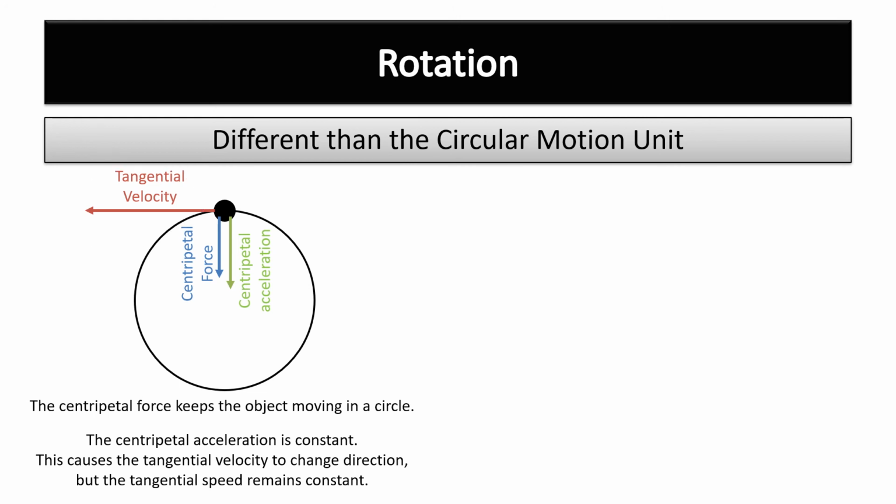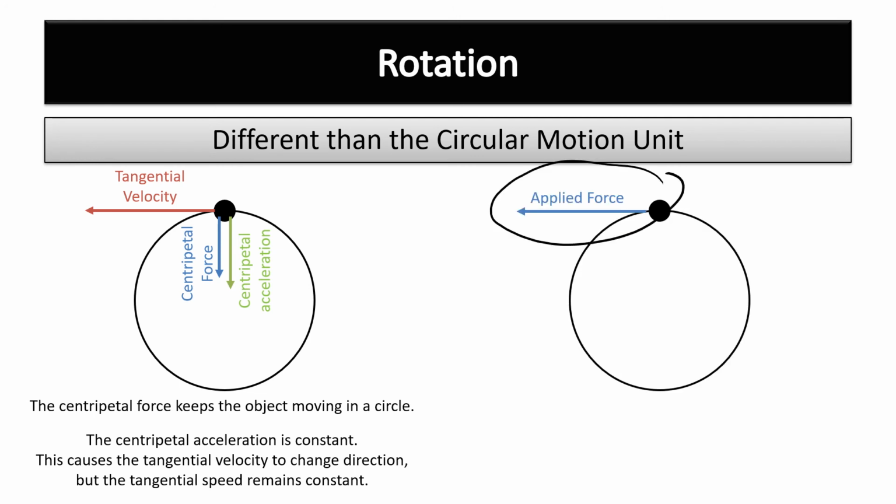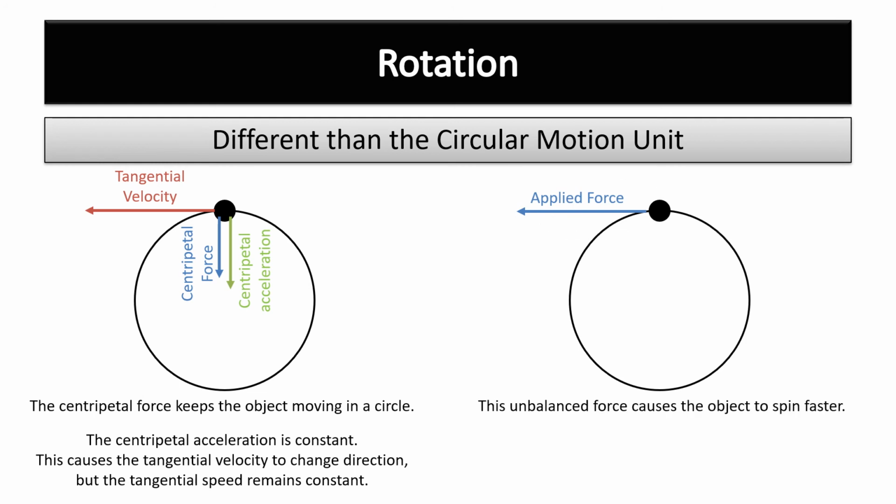Well, what happens if it's not constant? What happens if you start spinning faster? Maybe you apply a force that's tangent to that circle. We're going to learn that that force is called a torque. It's actually not this unit, it's the second honors unit, rotational dynamics, when we start talking about rotational forces, or torque. But we'll get there.